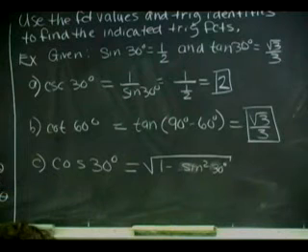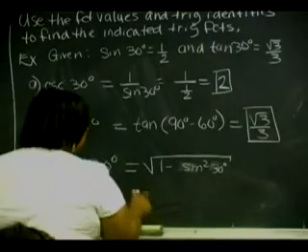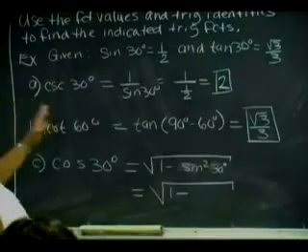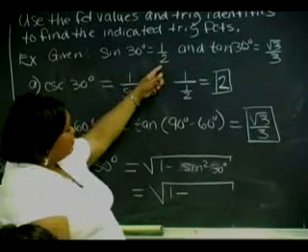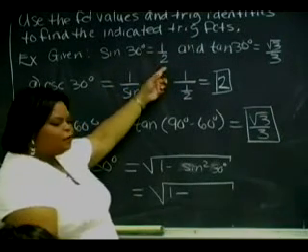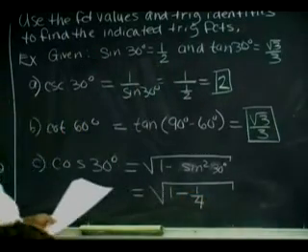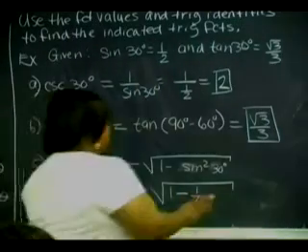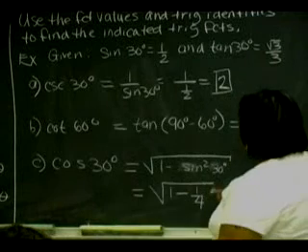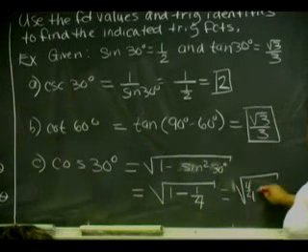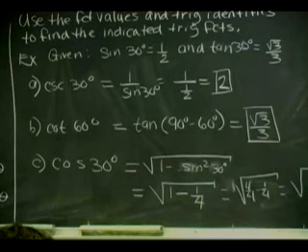So cosine 30 degrees equals the square root of 1 minus sine squared 30 degrees. I should be saying sine. Gosh, sine 30 degrees is 1/2. And I need to square this, and when I square 1/2, what do I get? 1/4. Then, what is 1 minus 1/4? Well, we should know that. 1 is the same as 4 over 4, which gives the square root of what?